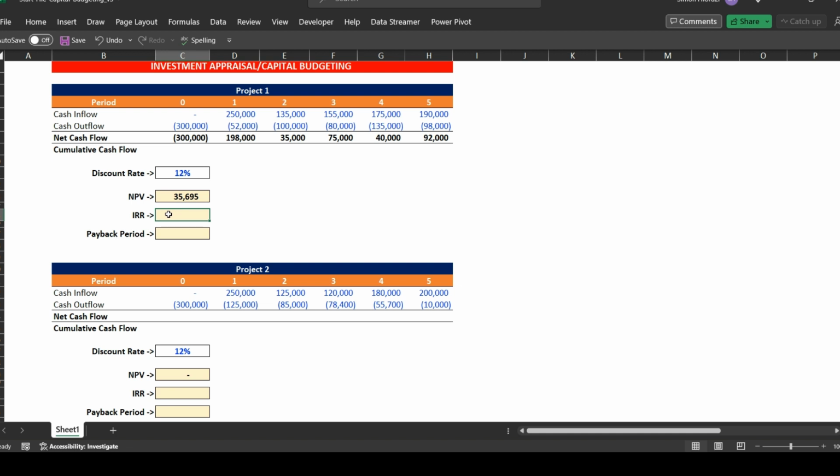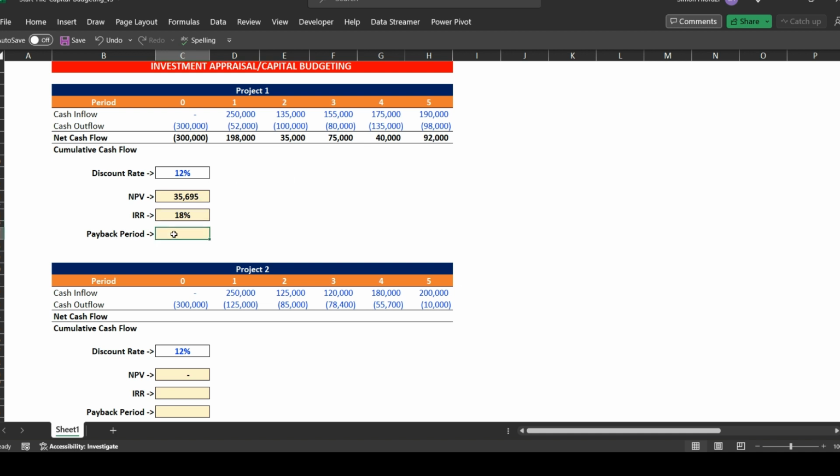Then let's also find the IRR, which is equal to, we start typing IRR, it will pop up. You select this. Then here you select all the net cash inflow and outflow at the end of the year, starting from year 0 to the end of the project. So year 0, these are the net cash flows. You highlight all this, enter, and it gives you 18%.